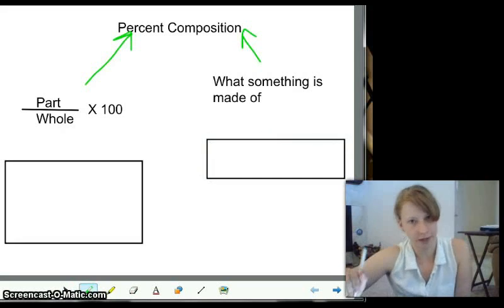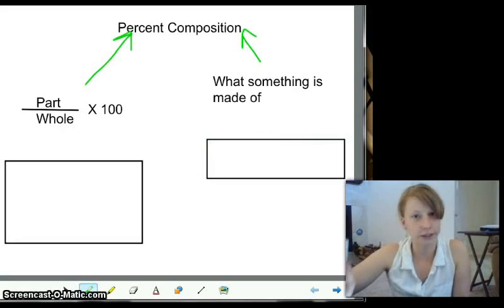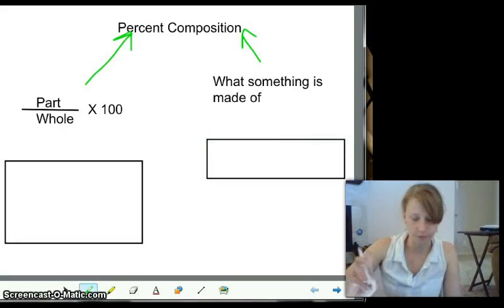And yes, you should be writing this down. If you need to pause the video, feel free to pause the video.